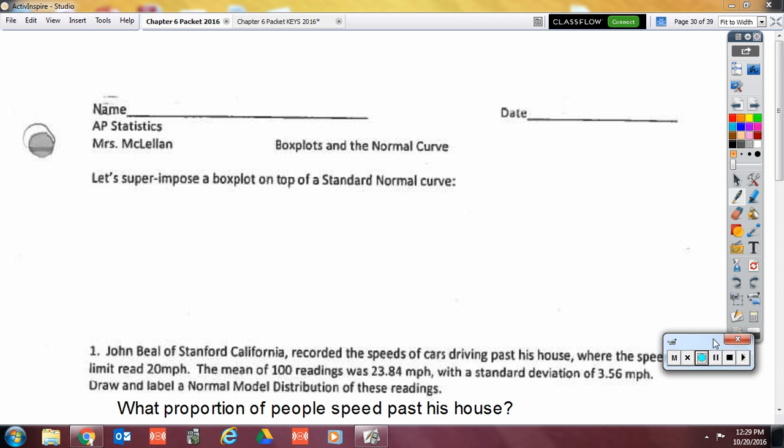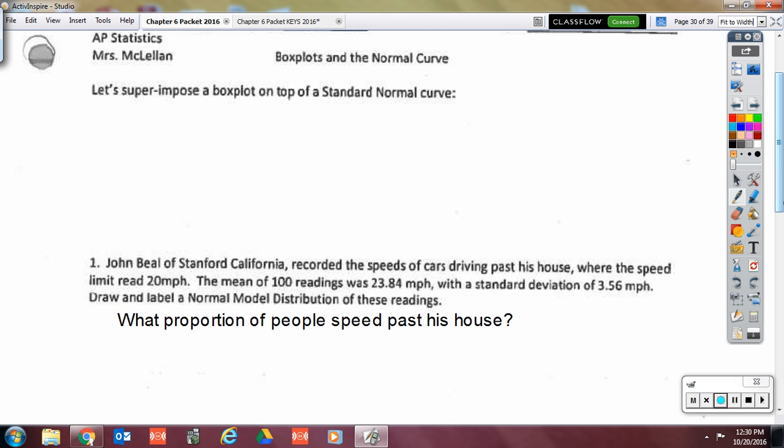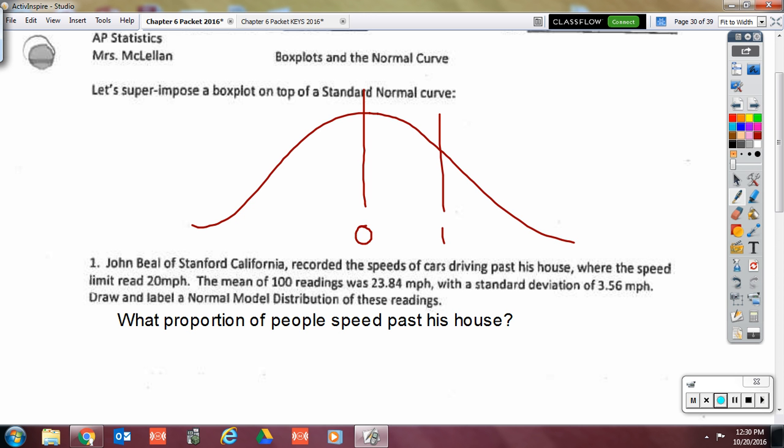All right, so on page 24, we're going to superimpose a box plot on top of a normal model, so a standard normal curve. Okay, so let's go ahead and start with that. We know that a standard normal curve has, of course, our mean is 0. I want you to go ahead and put the standard deviations on here: 1, 2, 3, -1, -2, -3.